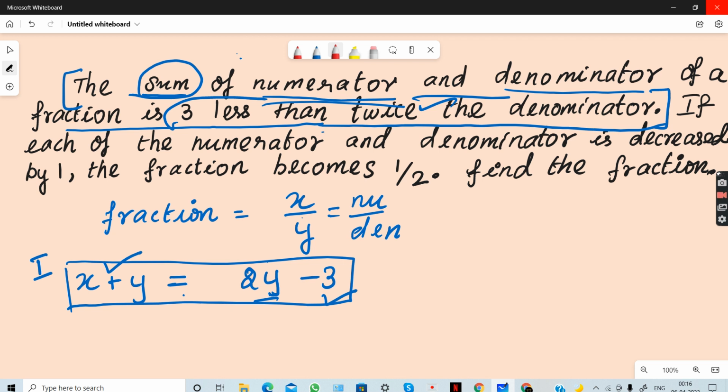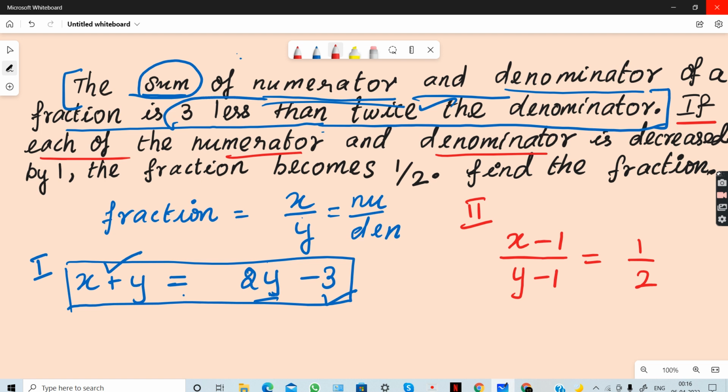What's the second equation? Read the second sentence: if each of the numerator and the denominator is decreased by 1, so the numerator and the denominator each decrease by 1. It means you are subtracting 1. Then it becomes half. You get this, students? So this is the second equation. Now the question is: find the fraction.